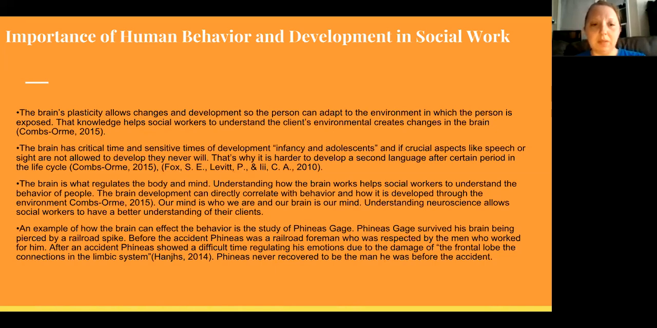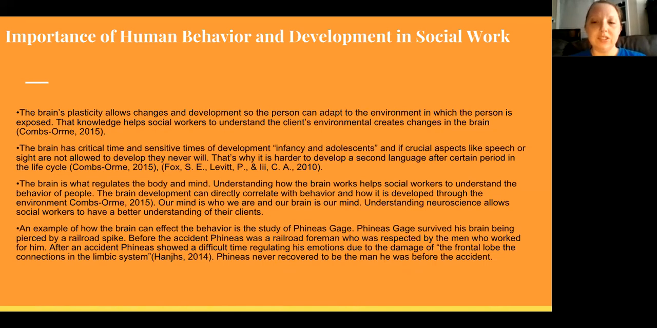The brain is what regulates the body and the mind. So understanding how the brain works helps social workers to understand the behavior of people. Brain development can directly correlate with behavior and how it's developed through the environment. Our mind is who we are and our brain is our mind, if that makes sense. It is who we are. Understanding neuroscience allows social workers to have a better understanding of their clients and what makes them function the way they do. An example of how the brain can affect behavior is the study of Phineas Gage.